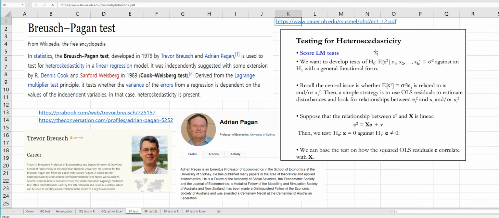by BP test. So as you can see, we want to see the relationship between the original independent variable and squared residuals. So if we accept the null hypothesis, it means there's no heteroskedasticity, but if not, there is heteroskedasticity.